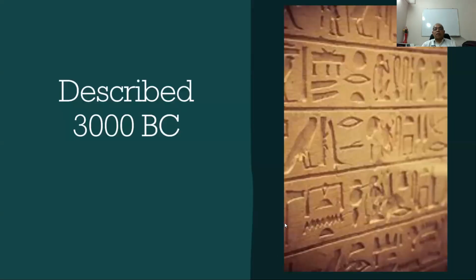Okay, so gastric cancer is not a modern disease by any stretch of imagination. There have been hieroglyphic depictions of it in ancient Egypt as far back as 3000 BC. And we know that even in the 16th and 17th century, there have been statistical mentions of the incidence of gastric cancer in different parts of the world, especially in places like Italy.